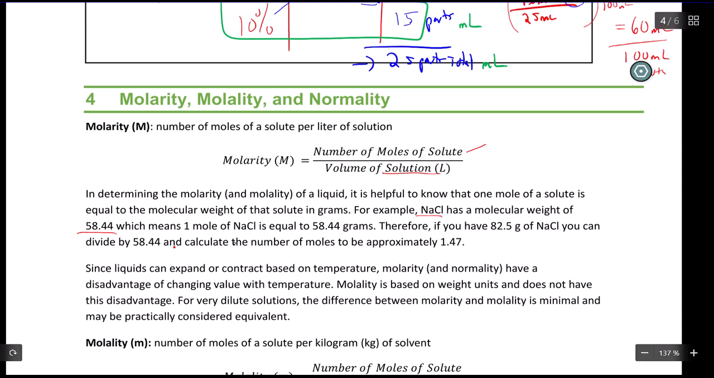So if I had 58.44 grams of sodium chloride on my balance, I know that that would be equivalent to 1 mole of sodium chloride. Right? And if I weighed out on my balance 82.5 grams of sodium chloride, well, if I know that 1 mole is equal to 58.44 grams, I can tell you how many moles there are in 82.5 grams, right? And that will give me approximately 1.47 here. So just utilizing molecular weights to get moles. I'm sure you have been aware of that in other courses.